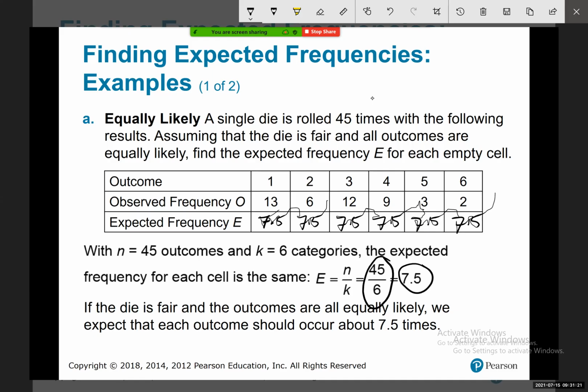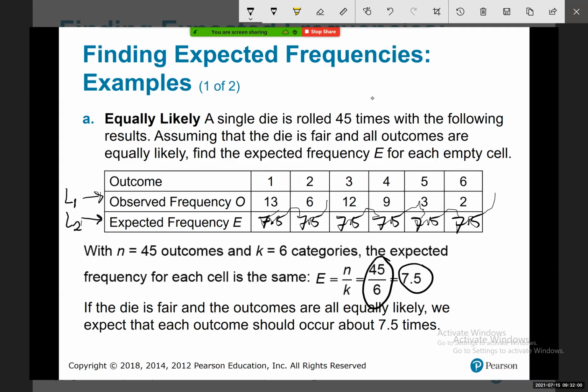So observed is given because you must observe it. Expectations in the majority of cases is something you need to find. So in L1 put 13, 6, 12, 9, 3, 2. In L2 always put the expectations 7.5, 7.5, 7.5, and so on. So let's do that.